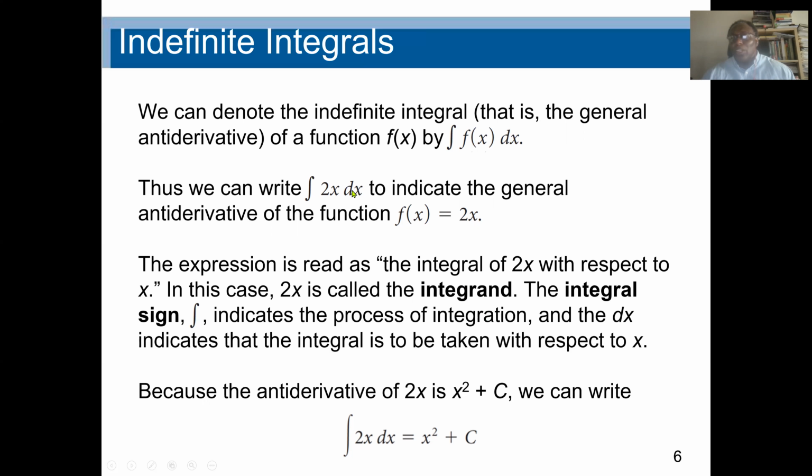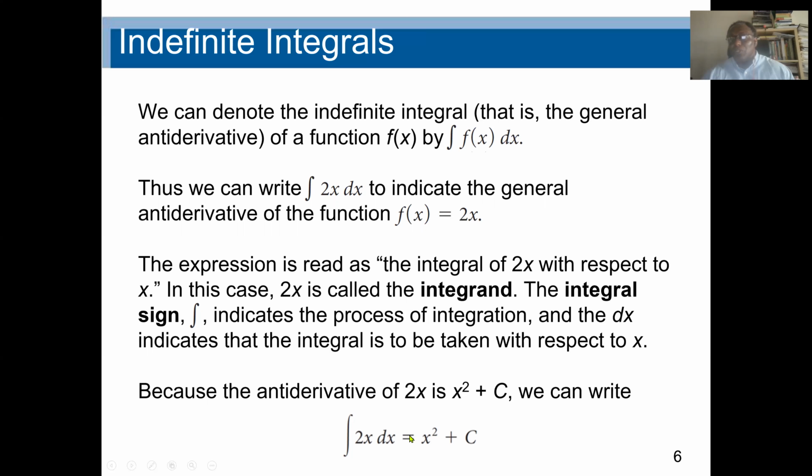And the dx, we already know that from our derivative. dx indicates that the integral is to be taken with respect to x. In derivatives, dx means I'm finding the derivative with respect to x. But here it is the integral, the antiderivative, with respect to x. So because the antiderivative of 2x is x squared plus c, we can write this as the integral of 2x dx equal to x squared plus c. So this is how our symbol will be, integral 2x dx, which means we are looking for the antiderivative of 2x, which will be x squared plus c.